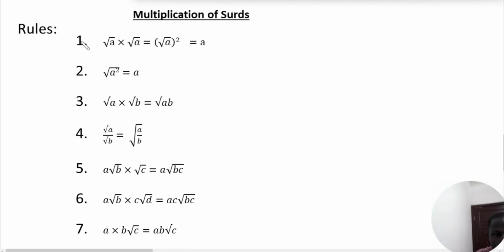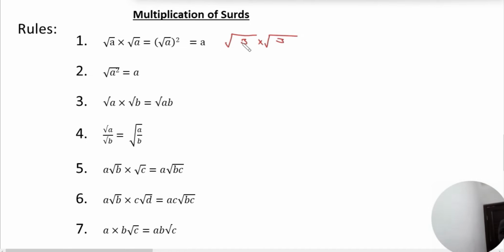The first rule says root a multiplied by root a is equal to, in brackets, root a all squared, which is equal to a. If we illustrate this, let's say we have root 3 multiplied by root 3. We have the same root.